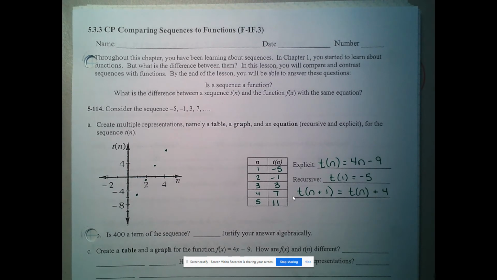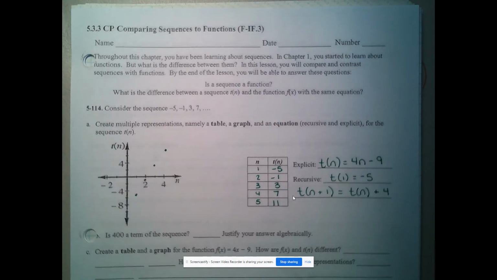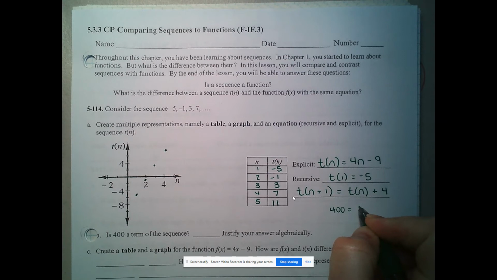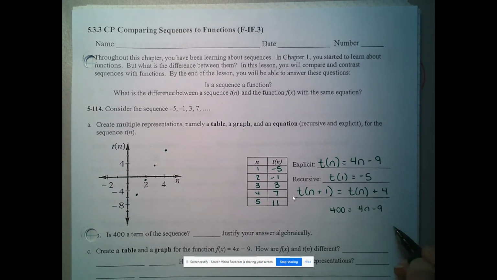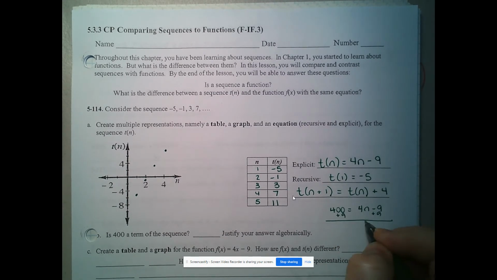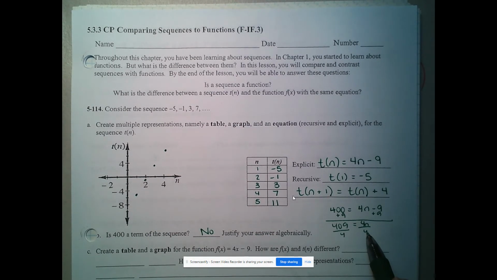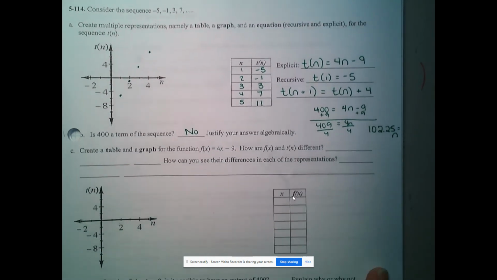Is 400 a term of the sequence? In order to figure that out, we would need to say, can we get 400 if we solve 4n minus 9? And don't forget, n has to be a whole positive number. So if we add 9 to both sides, 4n equals 409. And if I divide by 4, I know off the top of my head that is not going to be a whole positive number. So we would say no. And then I would justify it by saying I'm going to get 102.25 equals n, and it doesn't work because it's not a positive whole number.